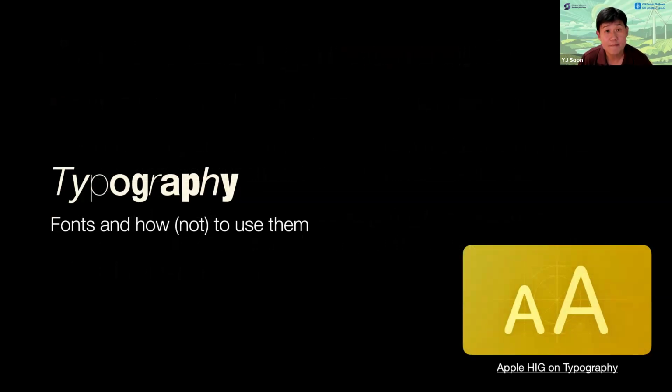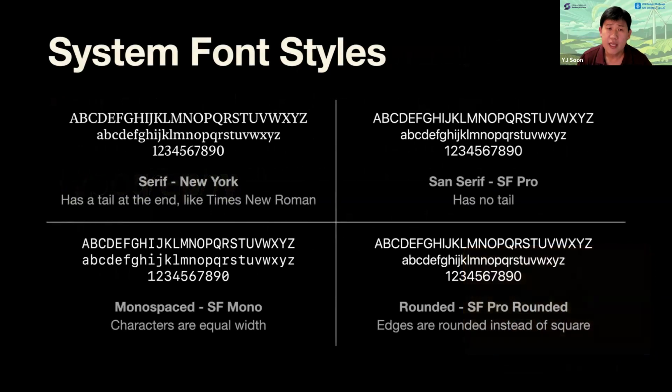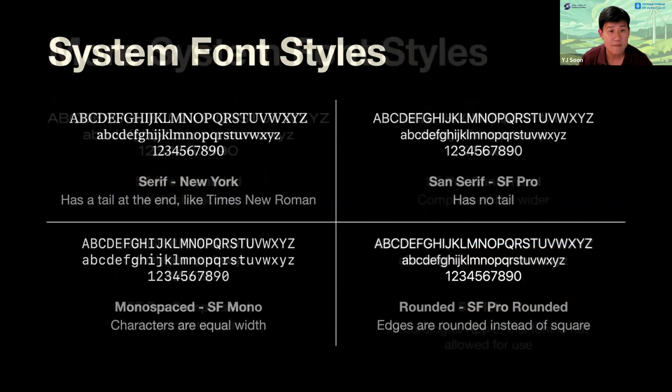Typography is about fonts and how to use them and how not to use them. In iOS, there's a bunch of system fonts. They are called the San Francisco family, right? SF, right? Because Apple's in California, the nearest big city is San Francisco. So they named the font after it. So these are some of the San Francisco fonts that you might see in iOS.